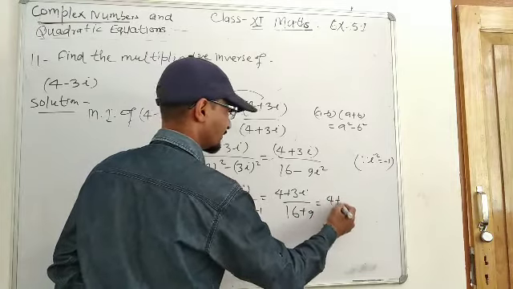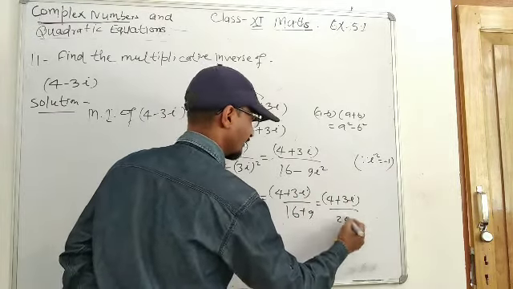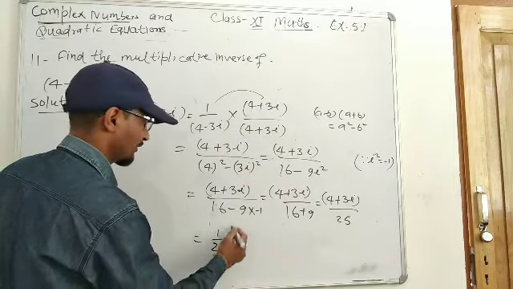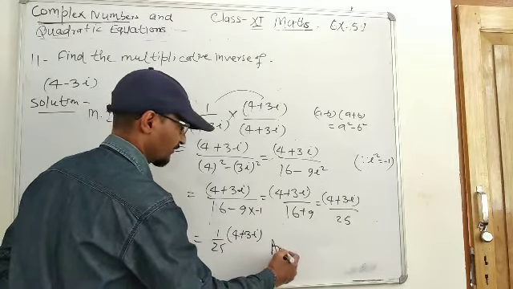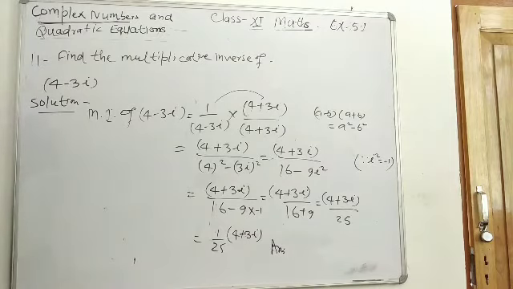So 4 plus 3i by 25. Now it may be written as 1 by 25 into 4 plus 3i. So it is the answer of question number 11. You can do other questions with the same process.